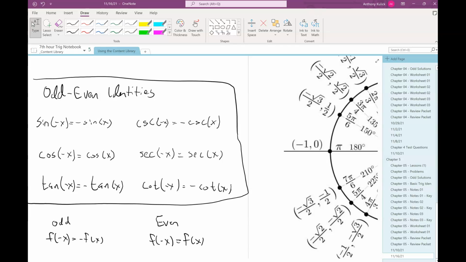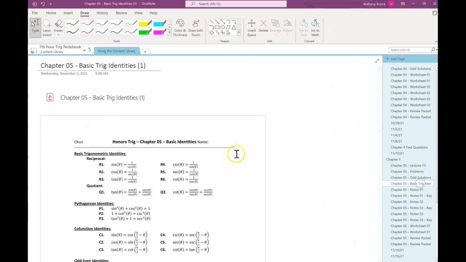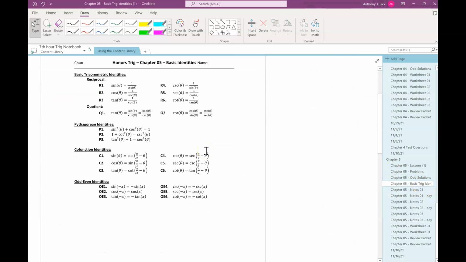So these identities that we've talked about here today are basic trig identities that we're going to be using to do the assignment for this first section. I've typed out and put all these identities in one place for you. If you look at the basic trig identity sheet inside the content library, I have all the identities typed up in one location for you, so you don't have to go hunting through notes to find them.